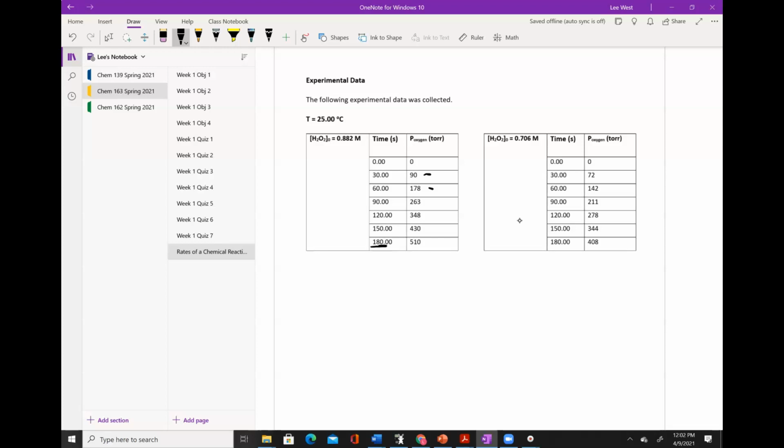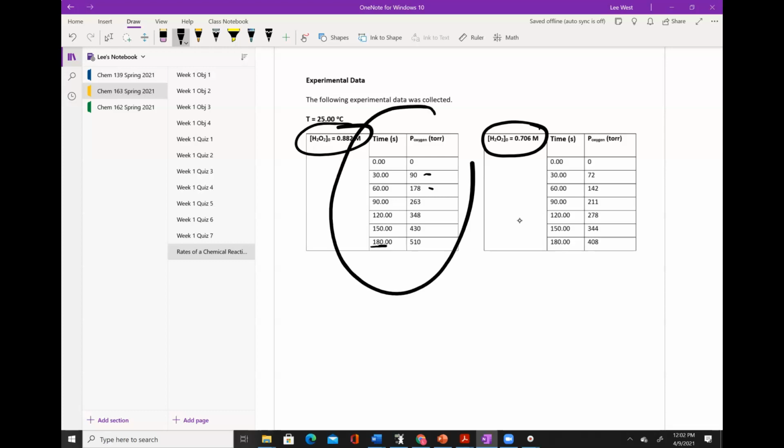Now I do this twice, once with a lower concentration, once with a higher concentration. I'm going to be able to use the 2 different experiments and the method of initial rates. I can also just take data from one experiment and use integrated rate laws to find the reaction order and the rate constant.